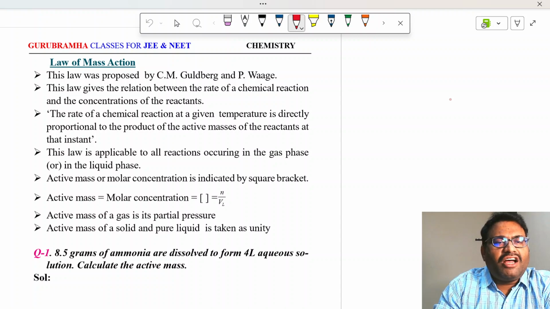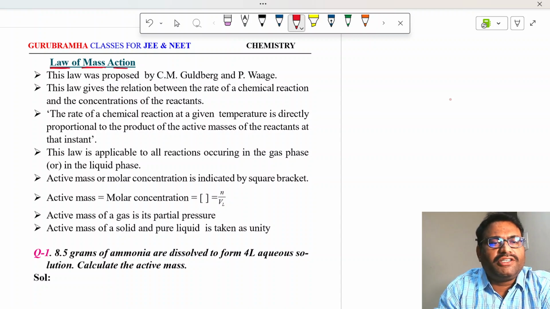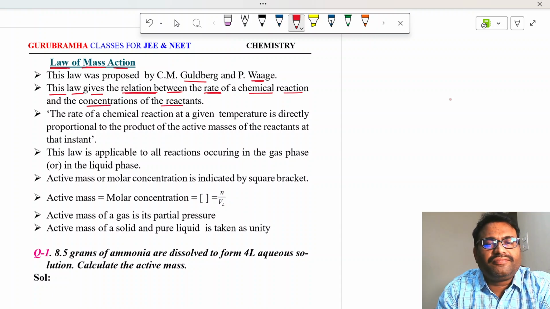So here we are seeing the law of mass action. What is that? Law of mass action was proposed by Guldberg and Waage. So what is this law and what information does this law give us? This law gives a relation between what and what? Rate of a chemical reaction and concentration of reactants.